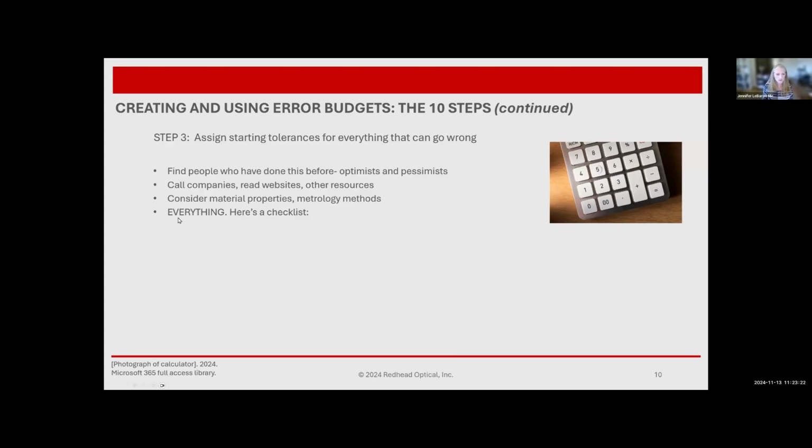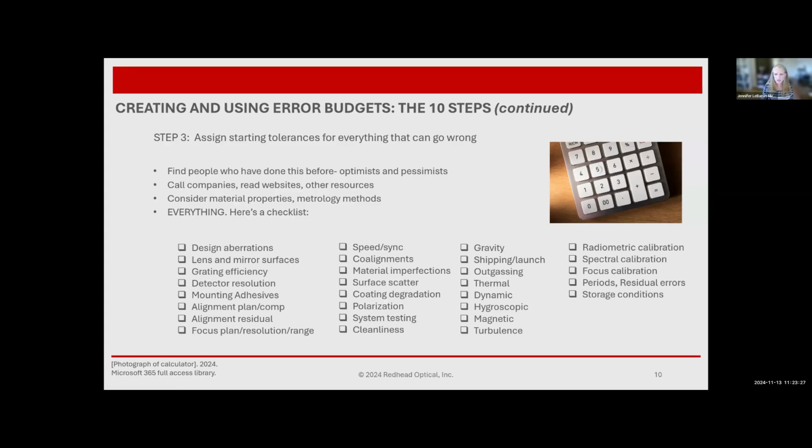And then again, I want to stress this word, everything. I actually have a checklist that I use personally. Again, this is just my list. But sometimes when I sit down and I think about what are all the things that could go wrong in this optical system, I consult this list and I think about: Would my performance metric be affected by coating degradation? Would my performance metric be affected by dynamic disturbances in my system or detector resolution? You get the idea. So I just keep this so I can scan through it, make sure I'm not missing anything.